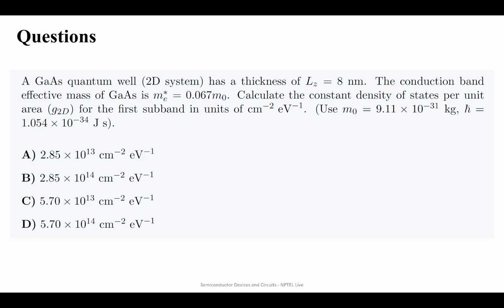Option A: 2.85 times 10 to the power 13 per centimeter squared electron volts. Option B: 2.84 times 10 to the power 14 per centimeter squared electron volts. Option C: 5.7 times 10 to the power 13 per centimeter squared electron volts. Option D: 5.7 times 10 to the power 14 per centimeter squared electron volts.